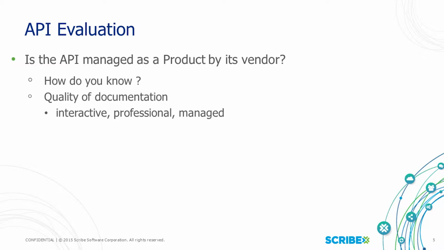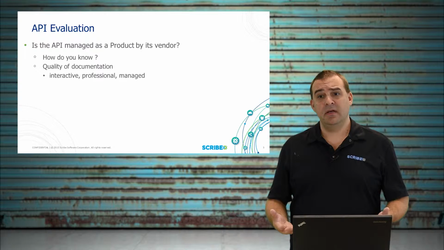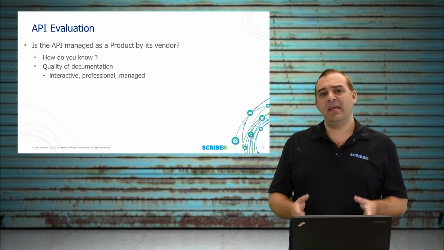So the first question we want to ask when we're evaluating an API is: does this API get treated by its vendor as a product? A lot of folks, their API is an afterthought. We don't work well with APIs that are just afterthoughts, because an afterthought to your product is really not well maintained. So we want APIs that are distributed as a product.